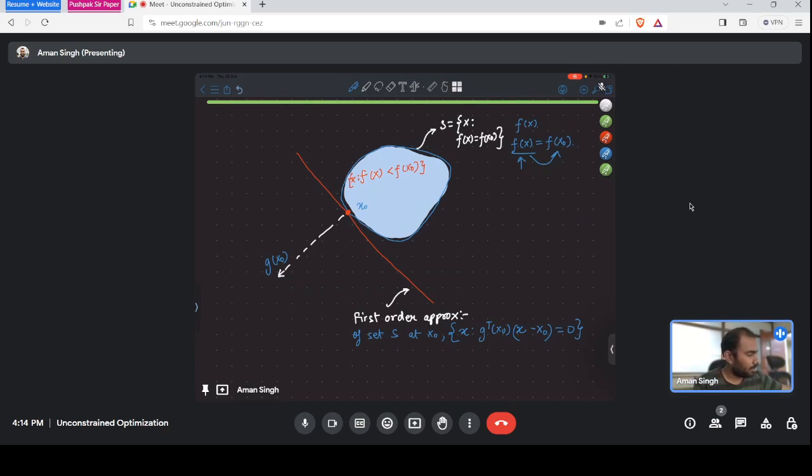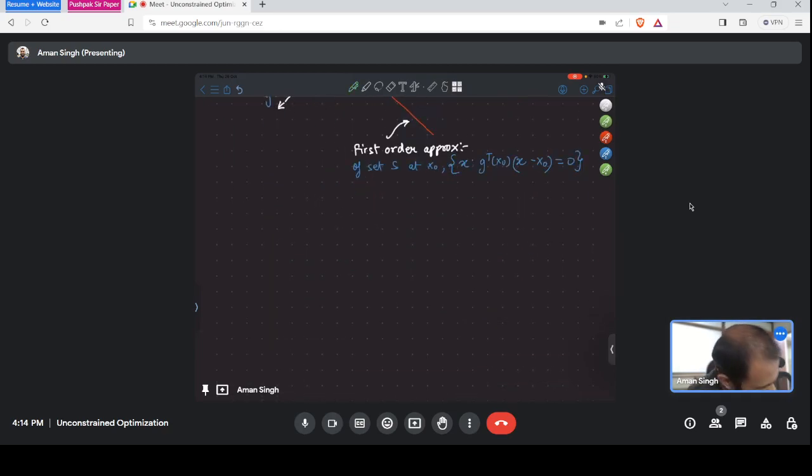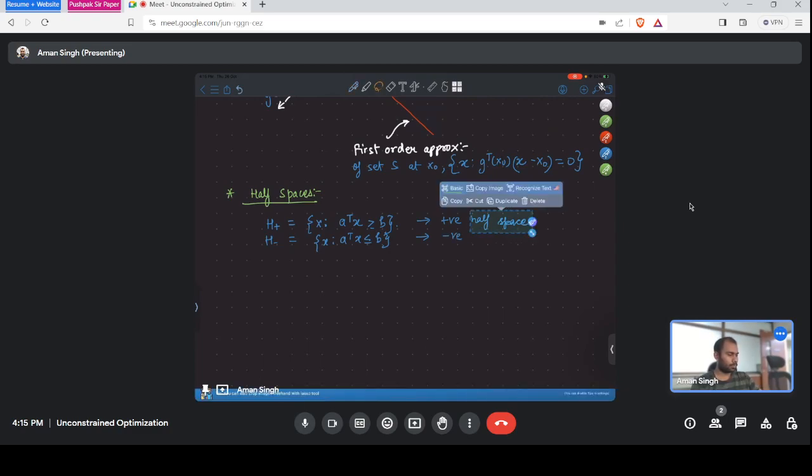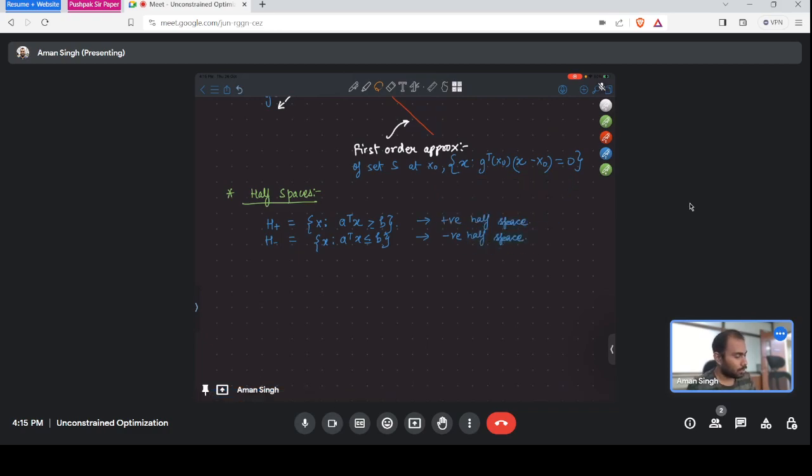Now we'll define something called half spaces. So what are half spaces? Half spaces are denoted by H plus, let's say, X such that A transpose X is greater than or equal to B. This is called positive half space. And there's something called negative half space. These are also called closed positive and closed negative half space because there's an equal to sign here.